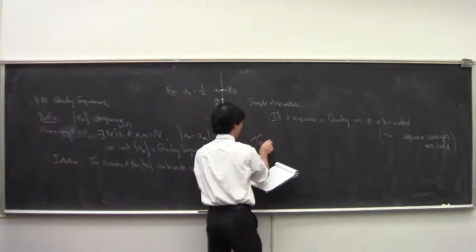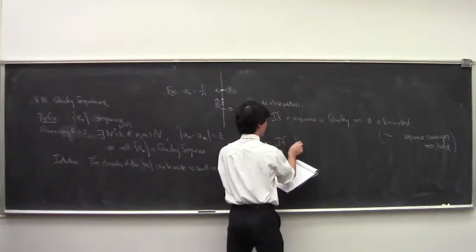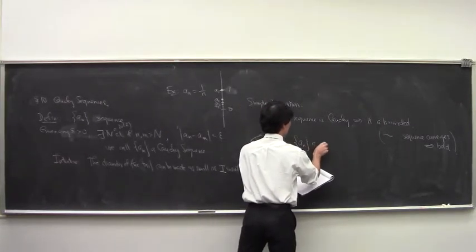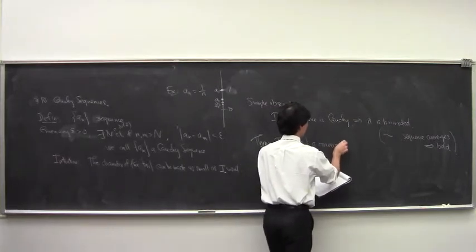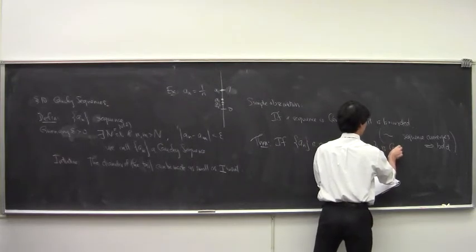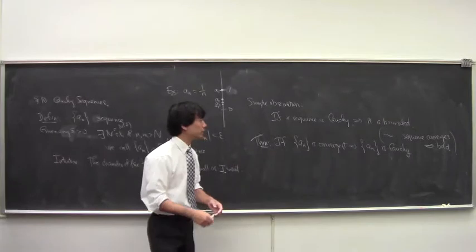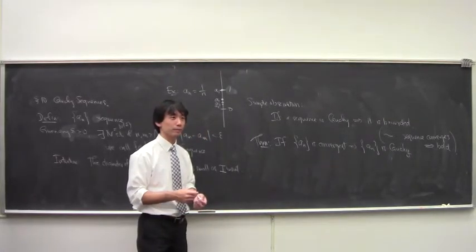More important for us, I hope we can do it, is: if a sub n is convergent, then a sub n is Cauchy. Any convergent sequence has to be a Cauchy sequence.